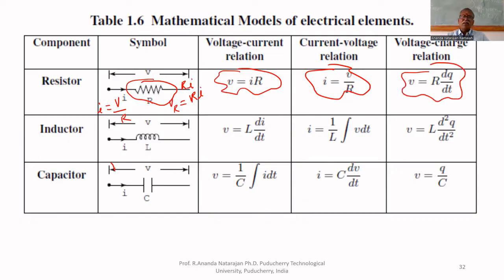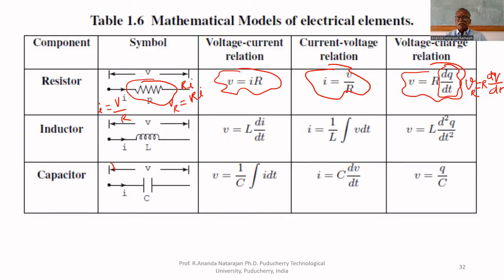What is the definition for current? Rate of change of charge. The velocity of electron is considered as current. Current itself is dynamics. Current means dynamics. So that is velocity, dq by dt. Rate of change of charge in a circuit is current. Therefore, instead of current, we can put dq by dt also. Therefore, voltage across the resistor equal to R dq by dt.